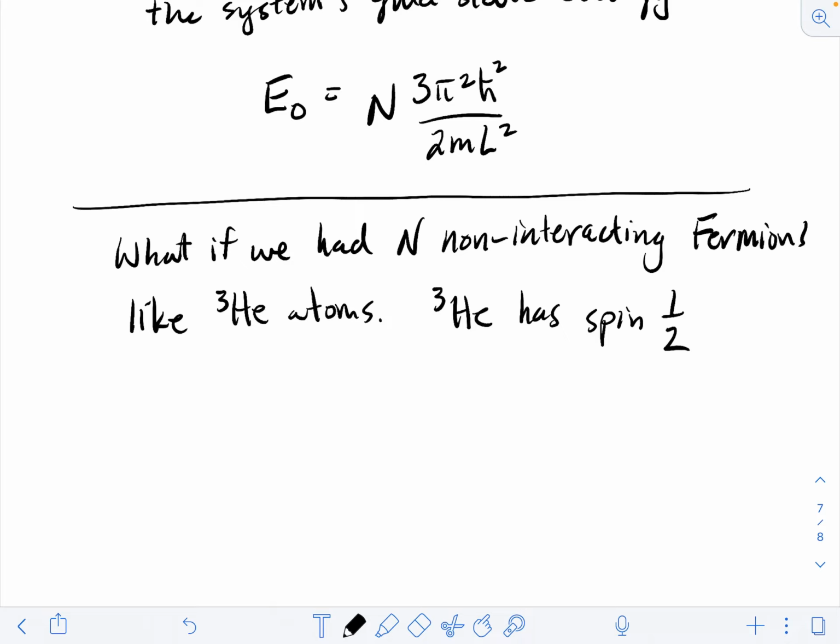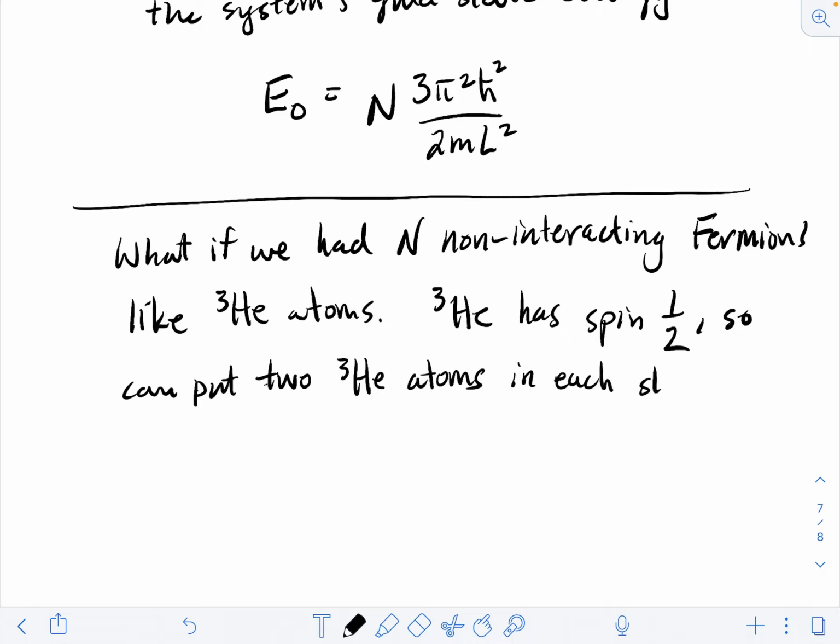So what we can do is we can put two particles in each of the available states in our, say, our 1D square well, as long as one of the particles is spin up and the other one is spin down. Okay, so helium-3 has a spin 1/2, so we can put two helium-3 atoms in each state. One spin up and the other spin down.